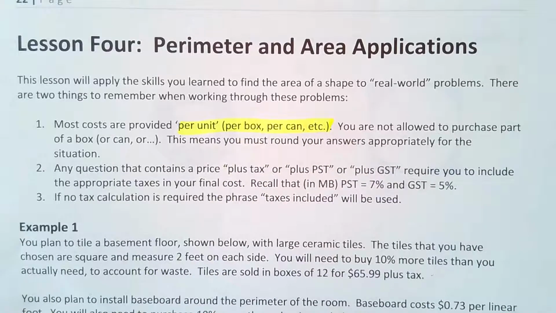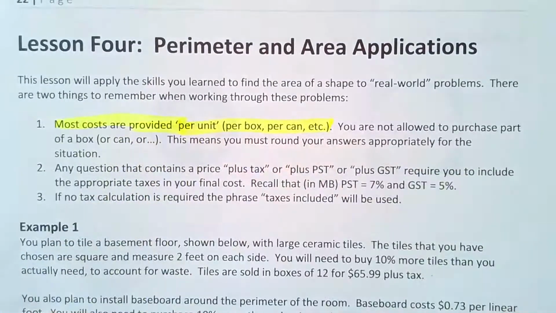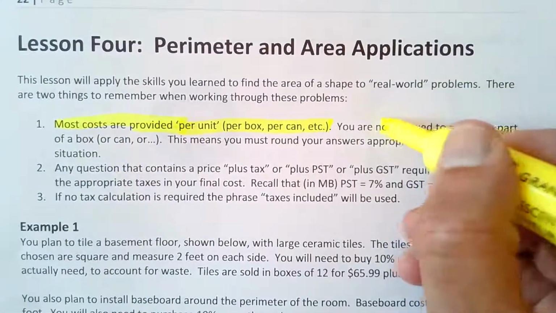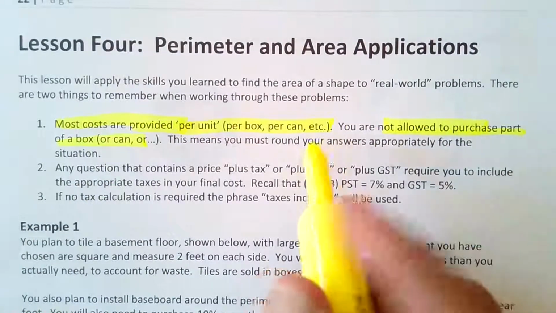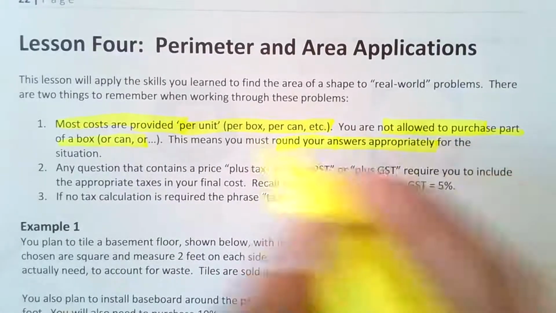Or if they're selling tiles in boxes of 12, you'll have to buy the whole box, even though you may need 11 of those tiles. You have to purchase the whole box. So most costs are provided per unit because you're not allowed to purchase part of a unit, part of a box. Well, that means you need to round your answer to the appropriate situation.